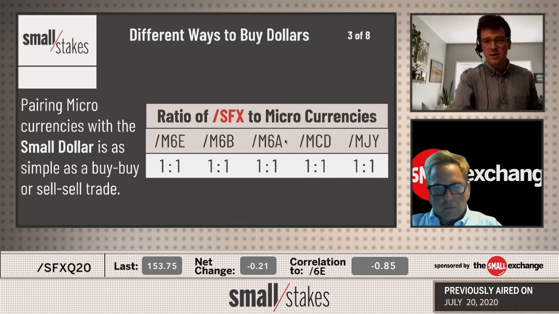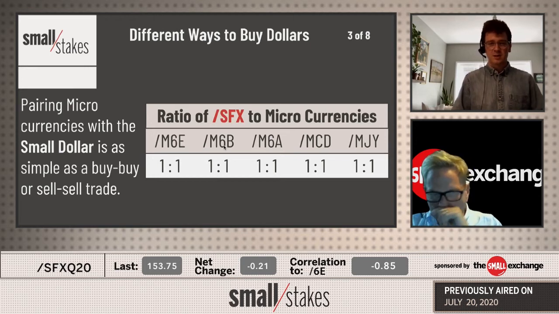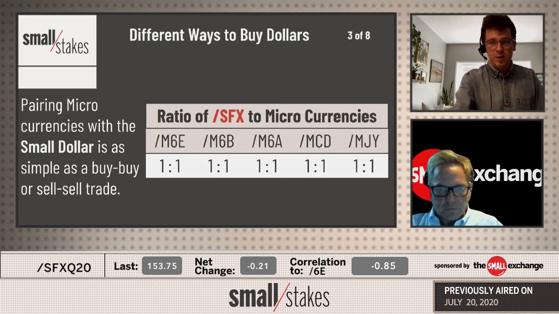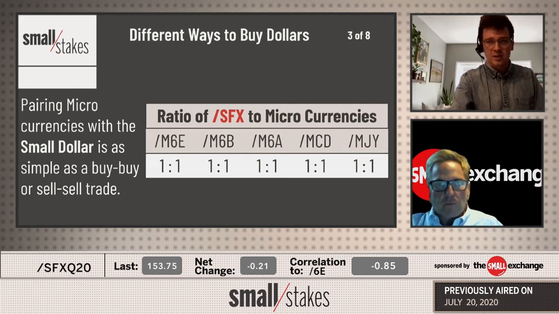What's really nice is, say I'm long SFX and I'm short each of these things: euro, pound, Aussie, Canada, and yen. So I'm short all of these. All I have to do is buy a single one of these micros, and that short exposure in, say, sterling here is gone. That's a really nice, easy piece relative to these microcurrencies, and it's why we constructed this small dollar contract the way that we did. It's a simple buy or sell, 1-to-1 ratio with that micro pairing.